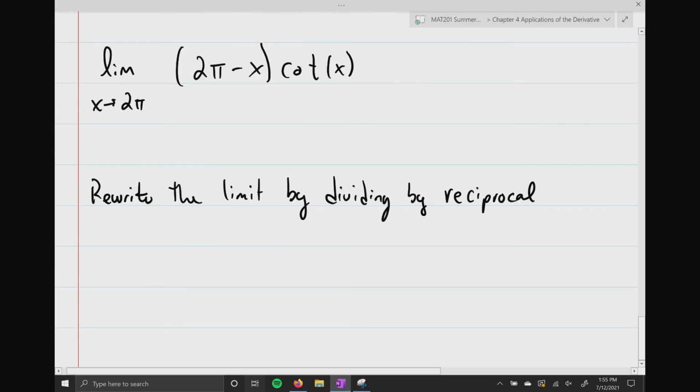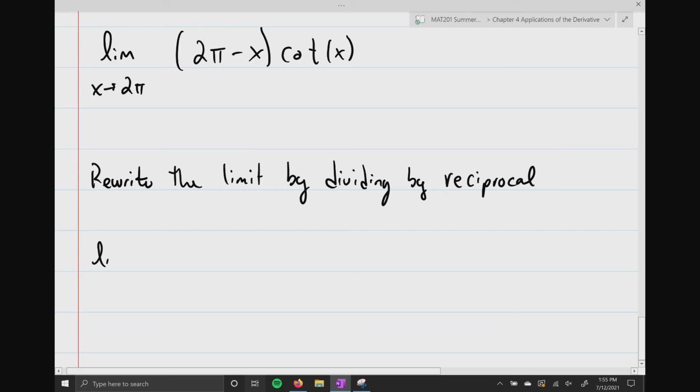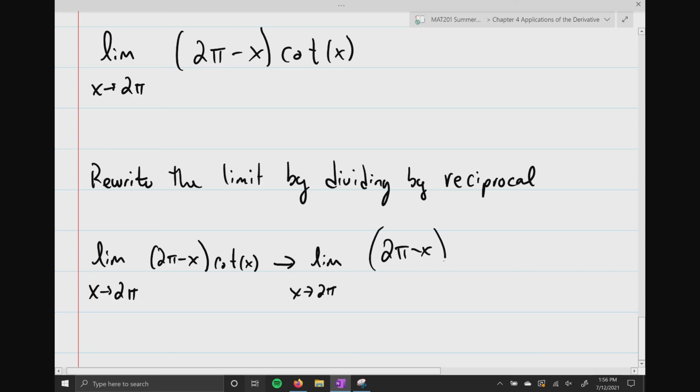Okay, so I'm just going to write the limit as x approaches 2 pi of the quantity 2 pi minus x times cotangent x. As the limit as x approaches 2 pi, I'm going to rewrite it as the reciprocal: 2 pi minus x in my numerator over 1 over cotangent x.